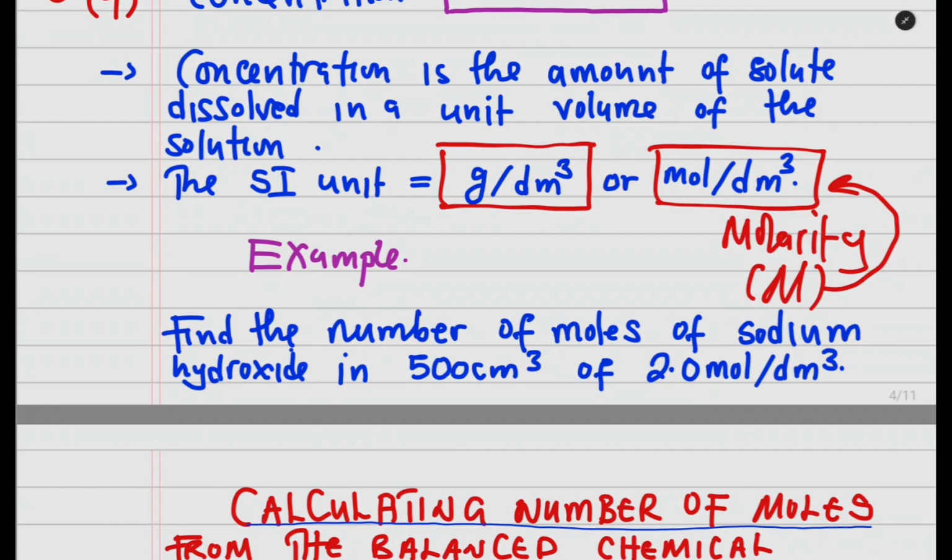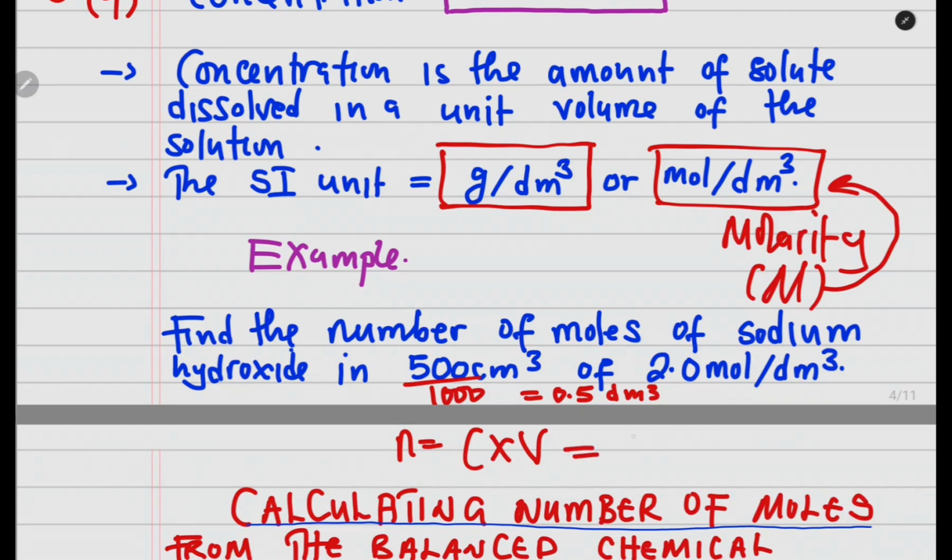So what are we finding? Number of moles. And from the formula there, number of moles is equal to concentration multiplied by volume. Now you need to know that the volume should always be in decimeter cubic for you to find number of moles. Take note of this. The volume should always be in decimeter cubic. So what you do, the volume that you are given in cubic centimeter, you just divide it by 1,000, and in this case we are going to have 0.5 decimeter cubic. So that is the one that we can multiply now.